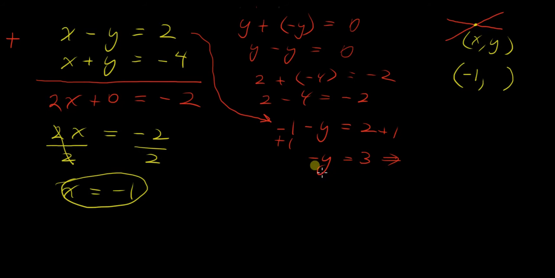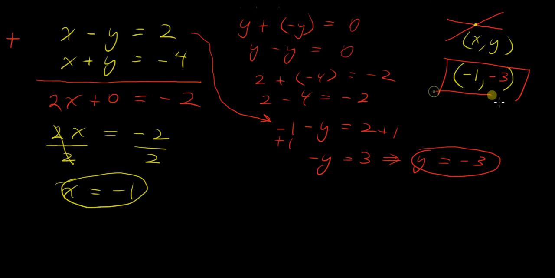I can choose to multiply both sides by whatever I want. Well, negative 1 times negative y is positive y. Negative 1 times positive 3 is negative 3. And we now have the other part of our ordered pair. Now, I'm not going to take time to prove it. This is our answer here. But you can test it yourself.